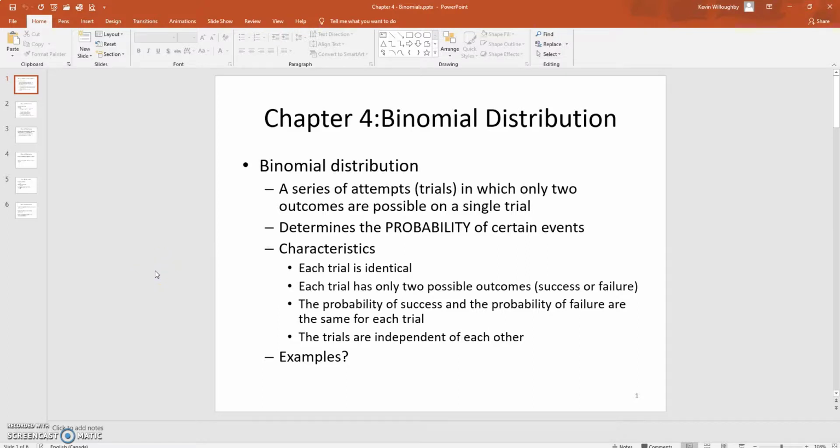Hello students, in this video we will go over chapter 4, binomial distributions, the probability of certain binomials. A binomial, as it says, is a series of attempts or trials or things happening in which there are only two outcomes possible on any single trial. So we can determine the probability of certain events occurring.